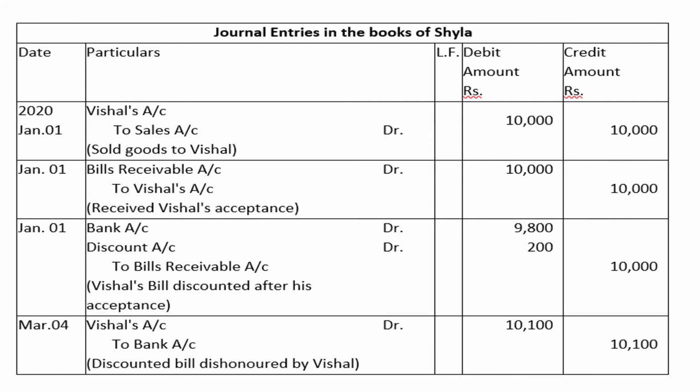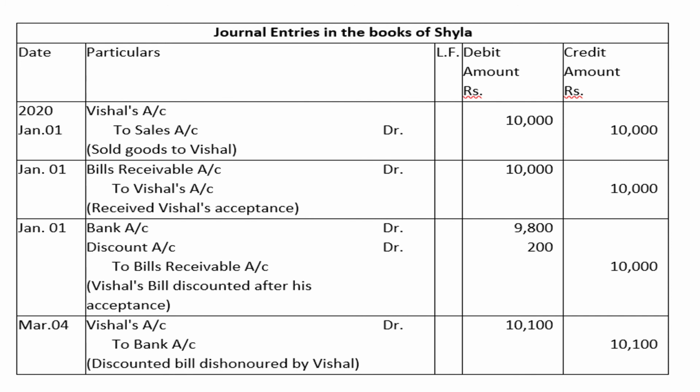Once the bill is received, Shaila discounts it with the bank. So, bank is going to pay only 9,800. 200 will be deducted as discount. So, debit what comes in, cash is coming in. So, bank account is getting cash of rupees 9,800. Bank account is the receiver, so rupees 9,800 is debited.